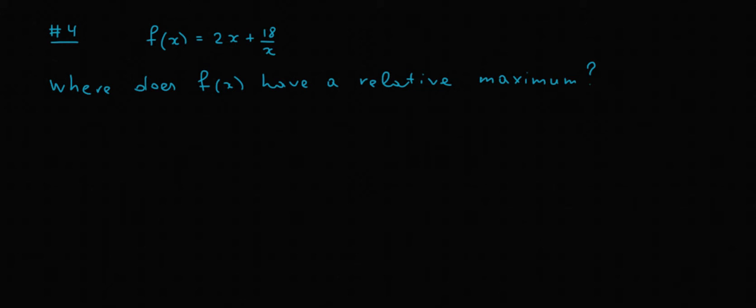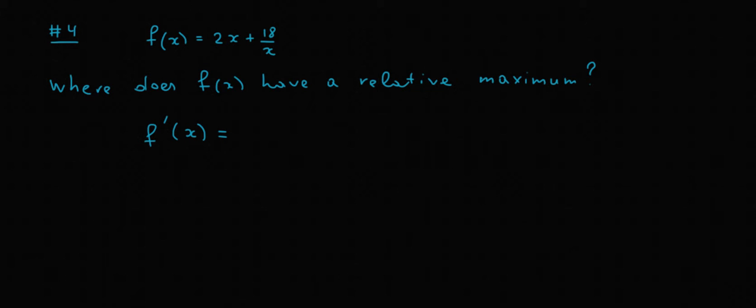So just like in previous problems, in this problem we will begin by calculating the derivative of this function. We will set the derivative equal to 0 and solve for x to find the critical points, because relative maximums or relative minimums always occur at critical points. Okay, so the first step is to calculate the derivative of this function.